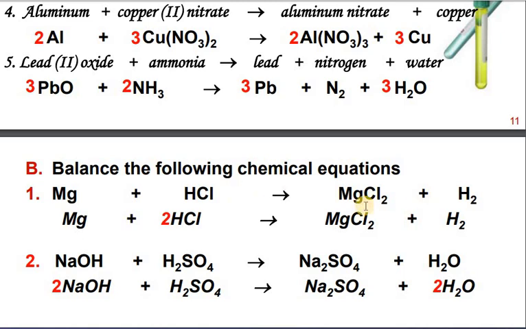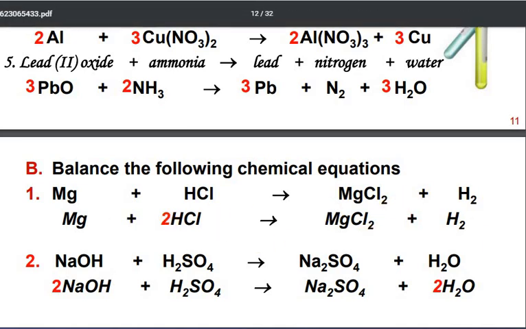Now see, 2 chlorine were there, so here we have to multiply by 2 to make chlorine the same. So hydrogen is 2, magnesium is 1, so everything is okay. Law of conservation of mass is obeyed.